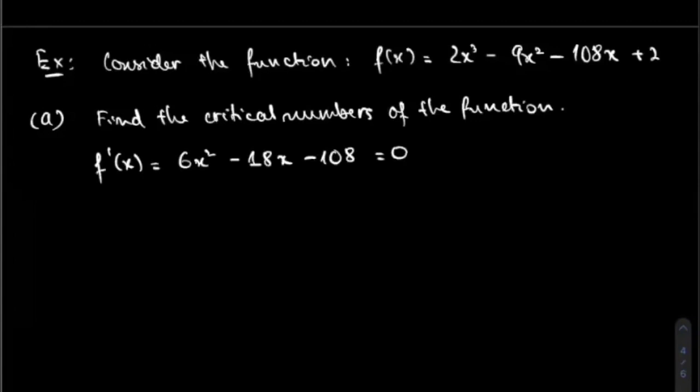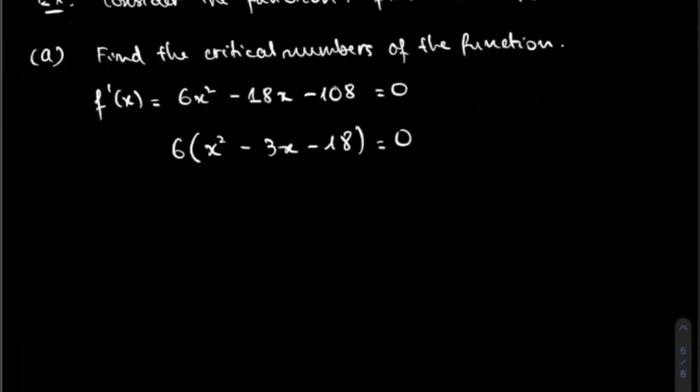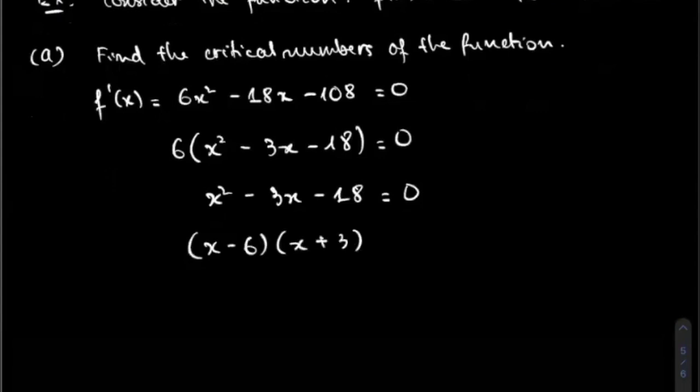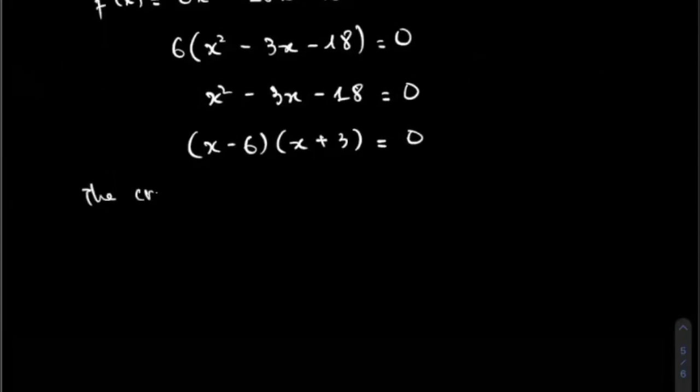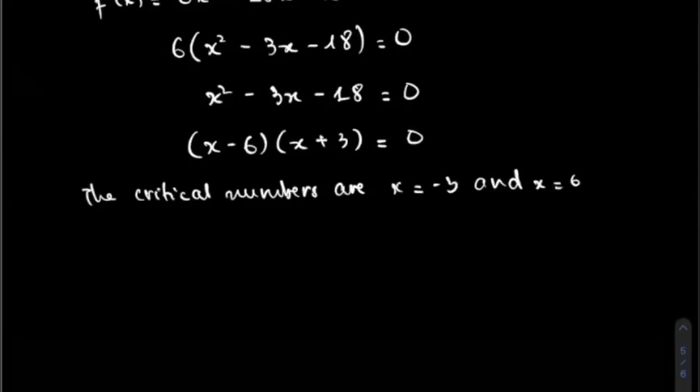Set this equal to 0 and solve for x. You can see that 6 is the common factor, and you're left with x squared minus 3x minus 18 equal to 0. So you can divide both sides by 6, and you're left with x squared minus 3x minus 18 equal to 0, and you can factor the quadratic equation. You have x minus 6 times x plus 3 equal to 0. So the critical numbers are x equal to -3 and x equal to 6.